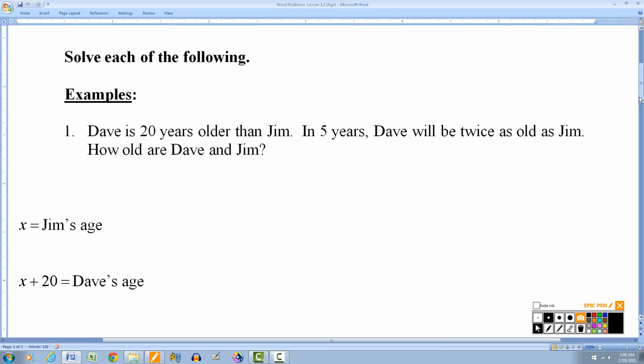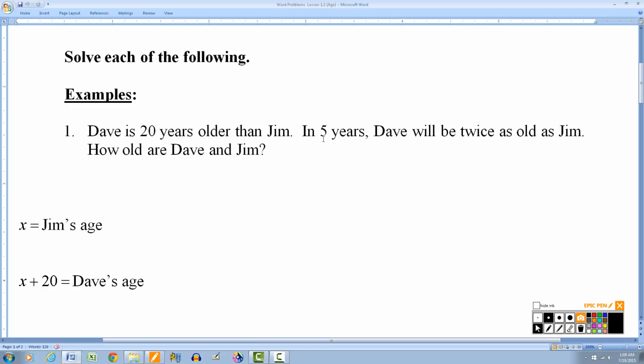But here's the way I set it up. I said let x equal Jim's age. And then Dave is 20 years older than Jim. So Dave's age would be 20 more than x, x plus 20. Or you could say let x represent Dave's age, then x minus 20 would be Jim's age. You get the same setup. Eventually your answers are going to be the same. But this is one way to set it up. And then we just use the information.